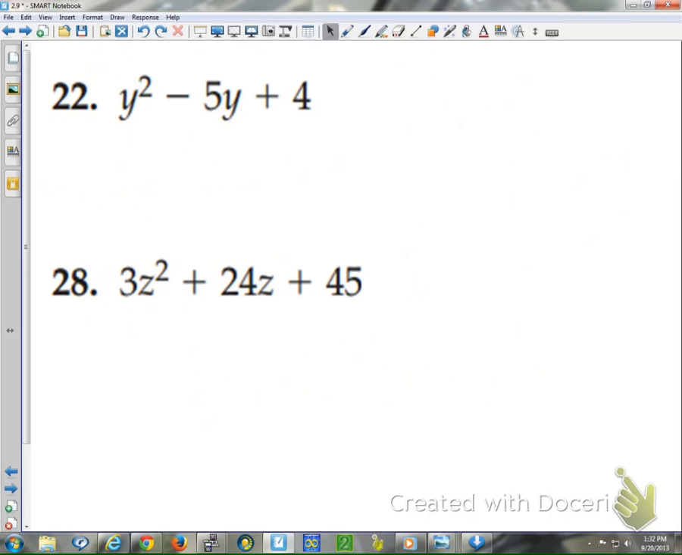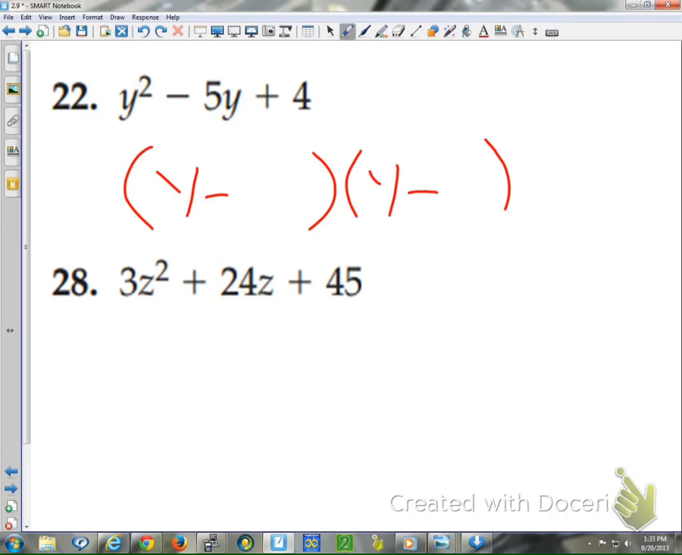Step 1, 22. Does anything come out of there? Like a 3 or a y? Does anything in common? Well, there's not a y on this one. So no, nothing's in common. So now I get straight to the factoring. Y, y. Are my signs going to be the same or different? They're going to be the same. And what are they going to be? Negative. That's right. Because they're the same, they're both going to be negative.